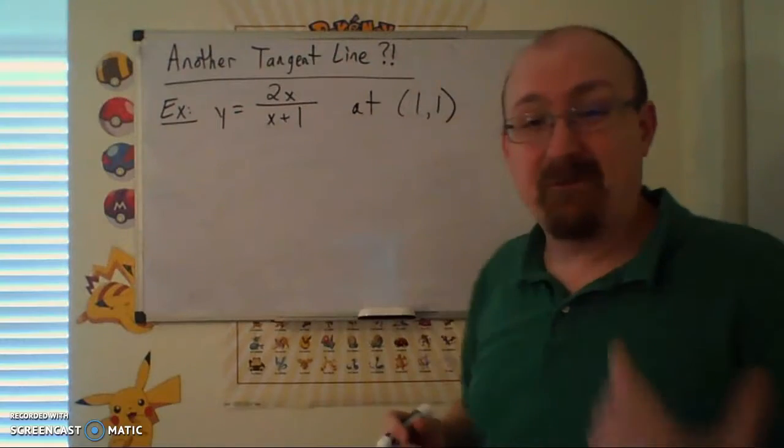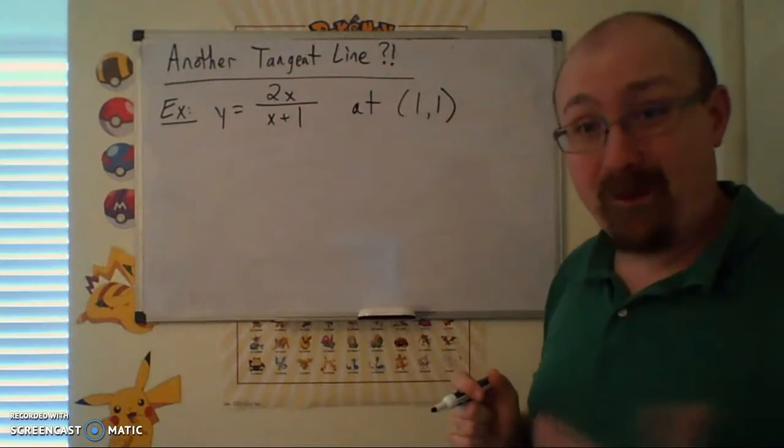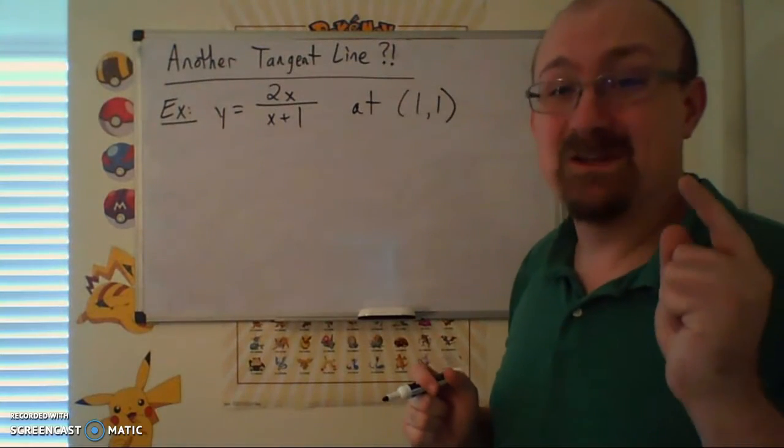So yeah, I'm trying to be friendly to you in that sense at least. Like the point's not that challenging. So we got our point. What's the other thing we need for a line's equation? That's right, we need a slope.